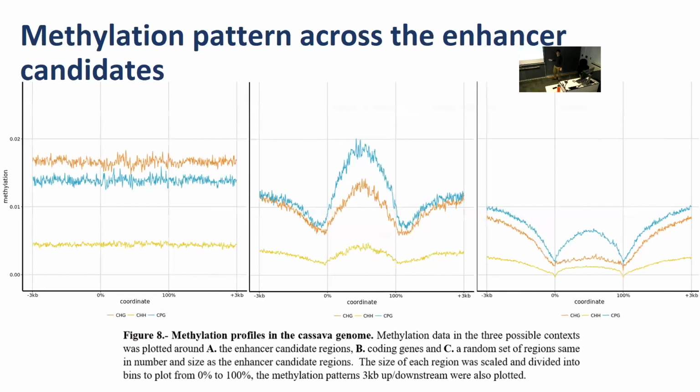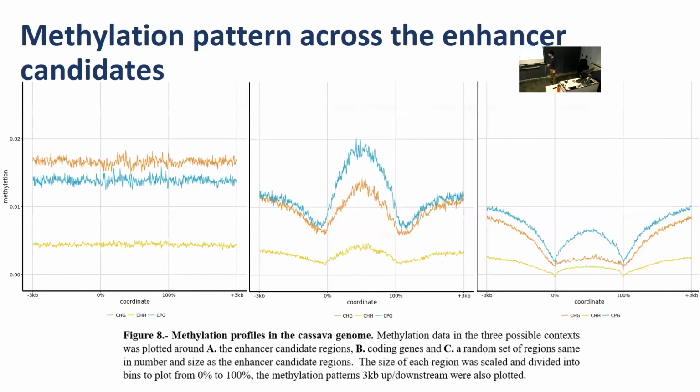Really low methylation in the promoter and in the termination, and CpG methylation. And interestingly, the elements that we found outside genes had this methylation pattern, similar to what is observed in genes, but a little inflated for methylation.